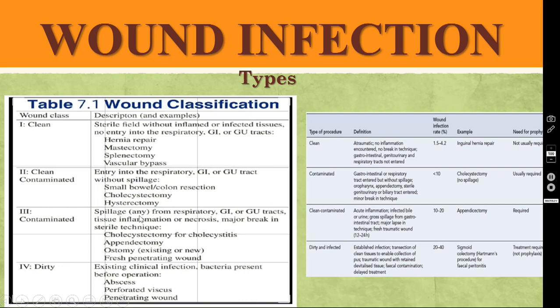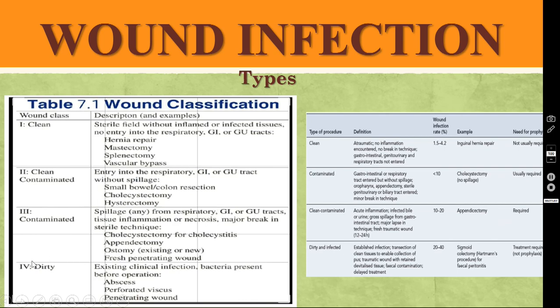Contaminated wound means there is entry into the respiratory, GI, and GU tract along with spillage from these tracts. Examples are cholecystectomy for cholecystitis, appendectomy, sometimes ostomy, and fresh penetrating wounds. Here also, because the chance of wound infection is more, you can give antibiotics.